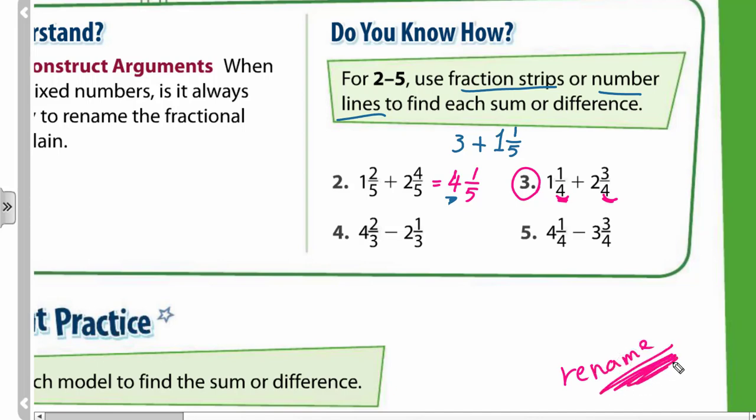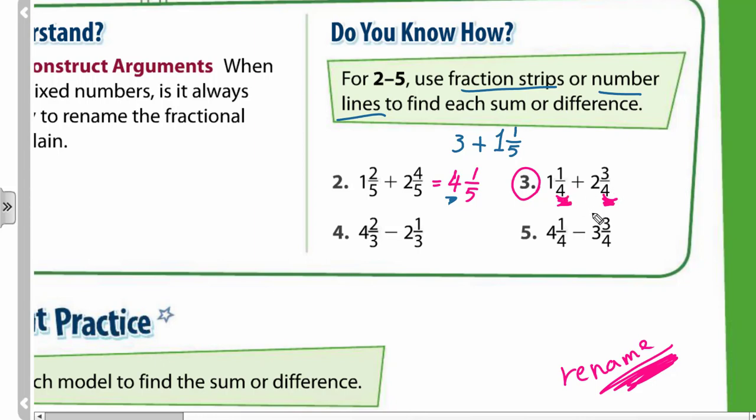How can you rename if you start with the whole? So start first with the fractions. You have more to do with the fractions, then it's easier for you to add the whole. Okay, back to Ali. Ali, start with the fractions.